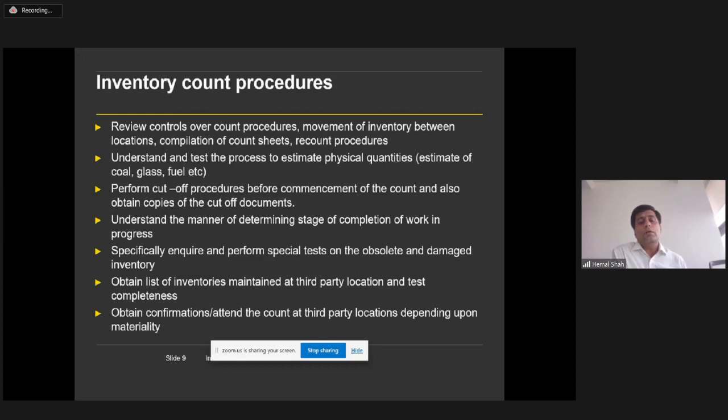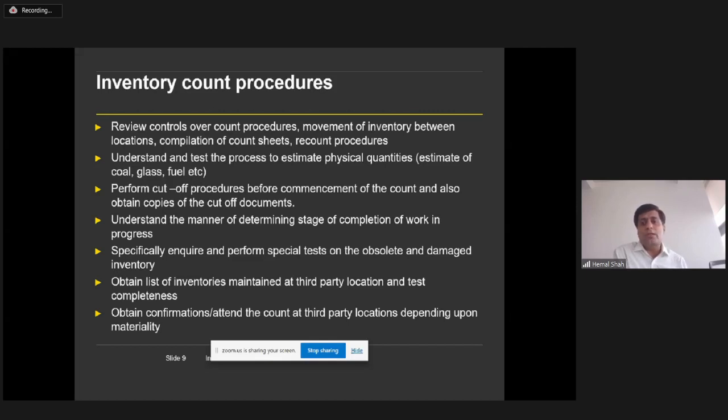Finally, for coal or glass or fuel, there are various techniques being used. It may not be possible for the auditor to directly visit if there are big vessels in which fuel is stored. In that case, again, scientific methods are used by taking a dipstick and then based on the formula of chemical, you arrive at the value. So at times you need to understand those nitty-gritties and arrive at the inventory count.